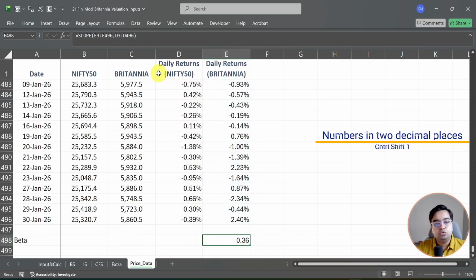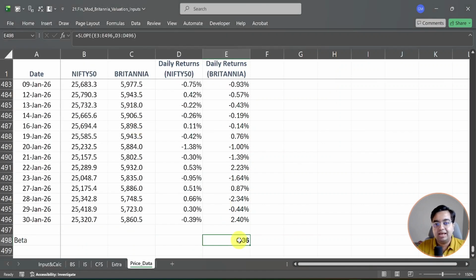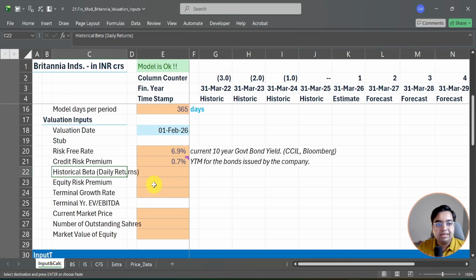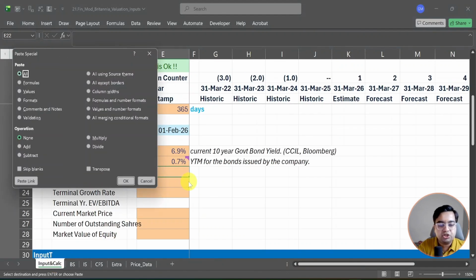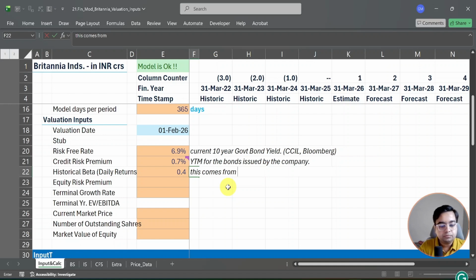Change this in number to two decimal places. Change this with a heading 4 cell style. And this is what we have as beta for us using the historical daily price. So I copy this, I come to input and calculation, and I paste special as link. So here we have the daily returns of the beta. So let me just write it. This comes from historical data.